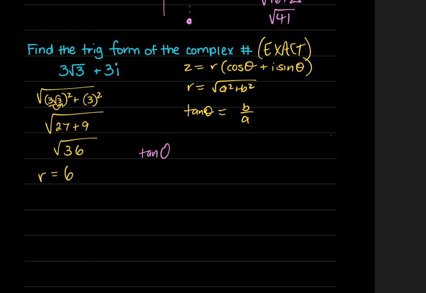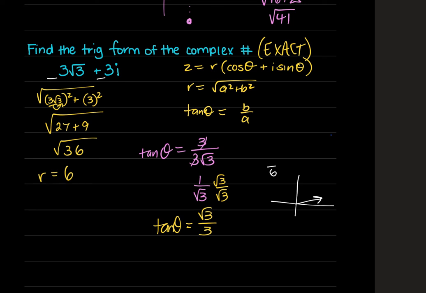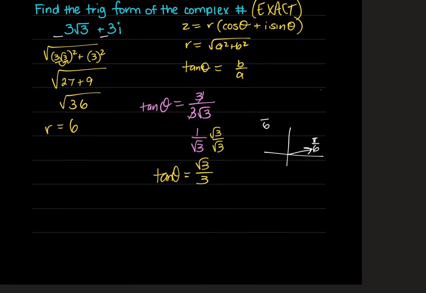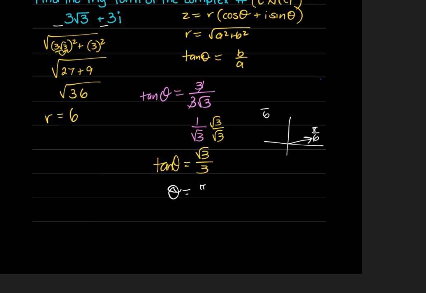Then the tan of theta would be 3 over 3 root 3. These cancel. I get 1 over root 3, which gets rationalized to root 3 over 3. So then I would go to my unit circle. The root 3 over 3's are the over 6's. And these are both positive, so it would have been the over 6 in the first quadrant, which is pi over 6. So z equals 6 times cosine pi over 6 plus i times sine pi over 6.